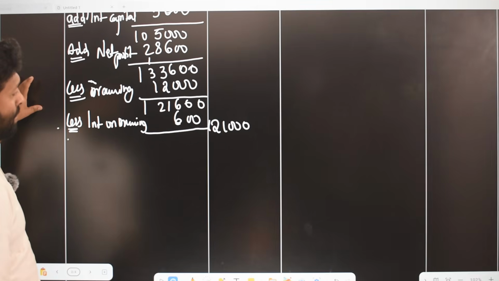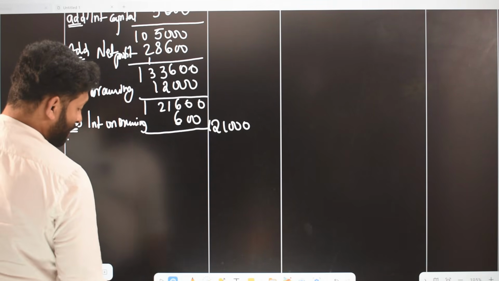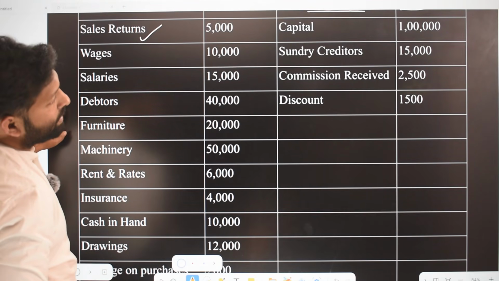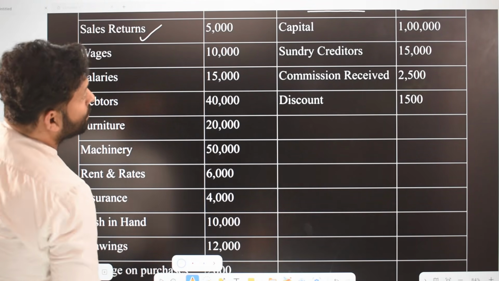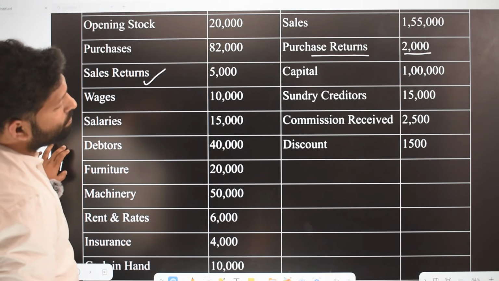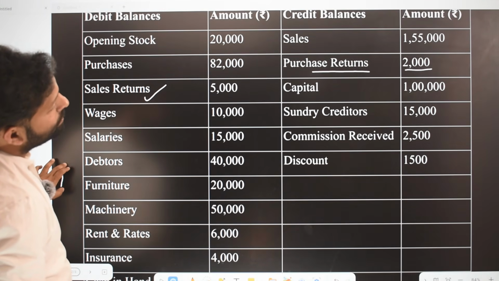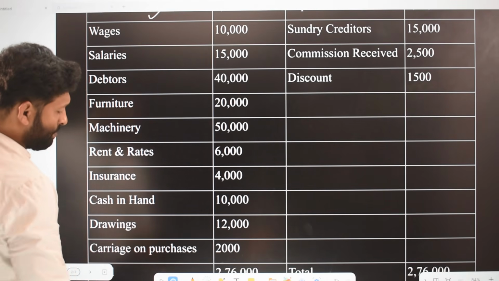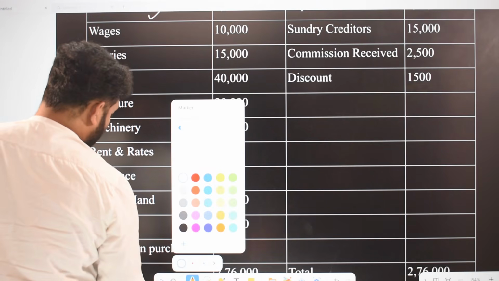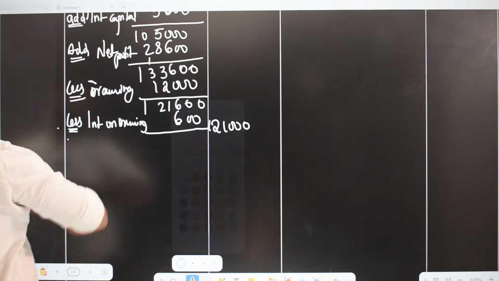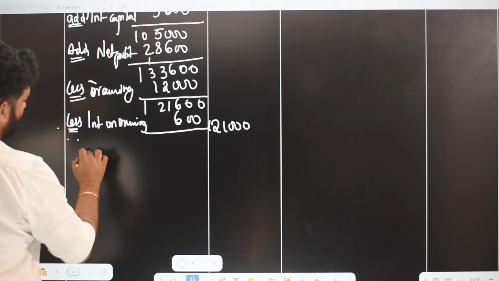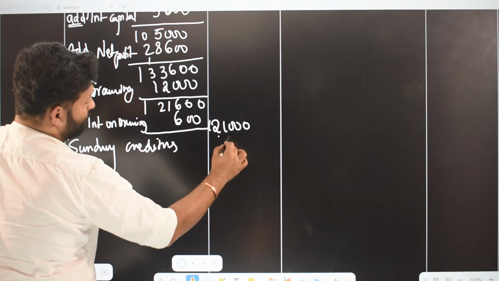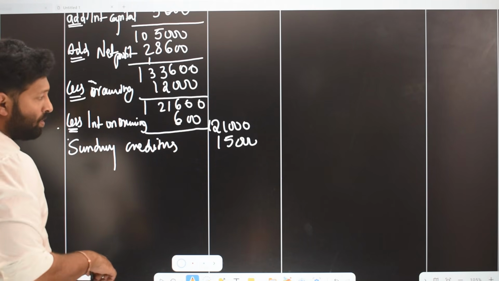See the other liabilities in the given trial balance. Capital is done. Sundry creditors 15,000. Only creditors are in the credit side of the trial balance. Sundry creditors 15,000. Clear? Now see the adjustments.